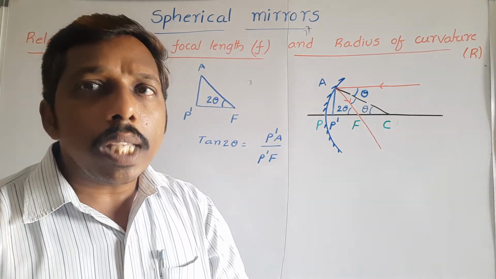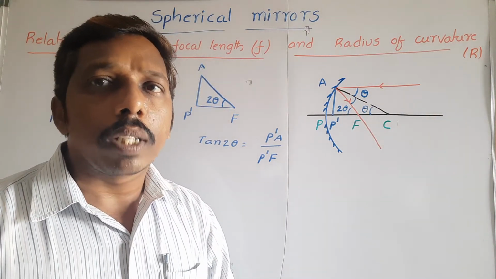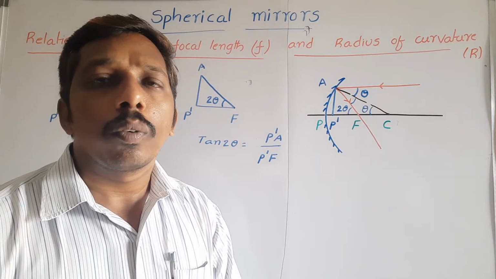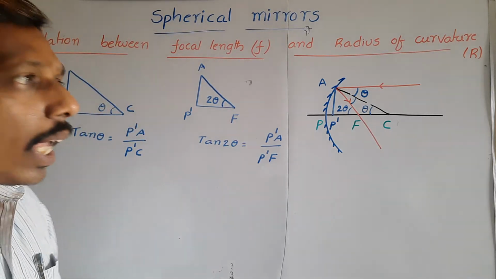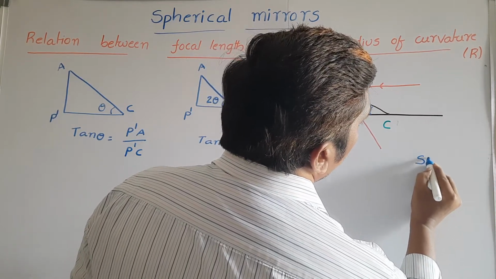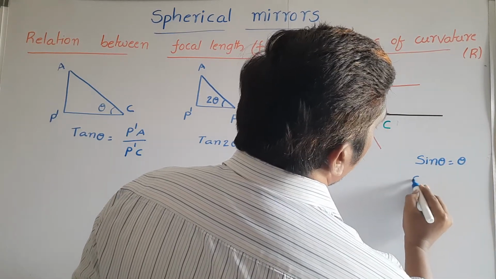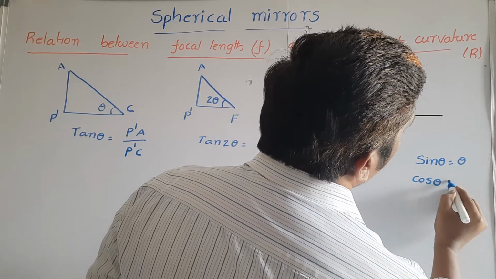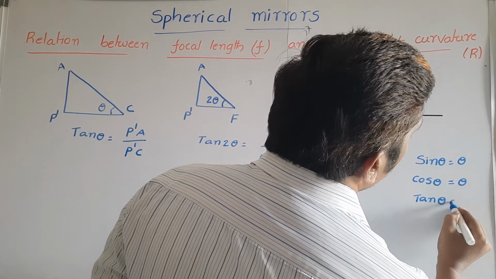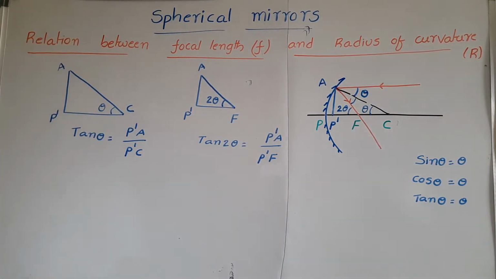Because paraxial rays are parallel to the principal axis when compared with marginal rays, and paraxial rays make a small angle of incidence. So that's why we are considering paraxial rays. In the paraxial ray approximation, we take sin theta equal to theta, cos theta equal to theta, and similarly tan theta is also taken as theta, because for small angles they are equal to theta. We are considering paraxial rays only.